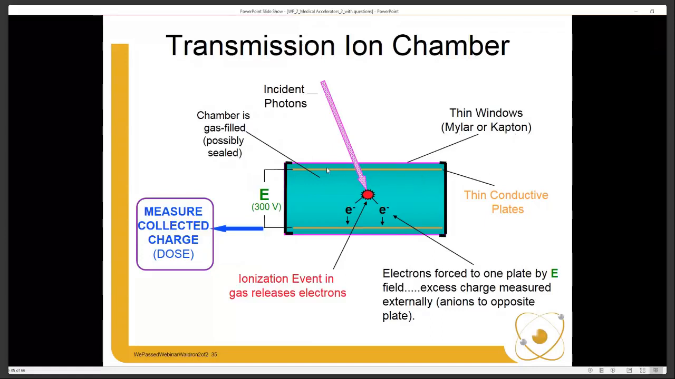Of course, it's an ion chamber, so incident electrons and photons interact with the gas inside and cause ionization. We have a bias voltage present. This causes the liberated charges to migrate to one electrode or the other. We can then measure that migration as charge or dose external to the device.